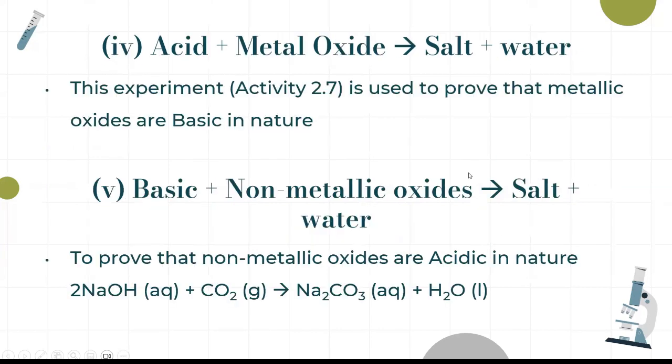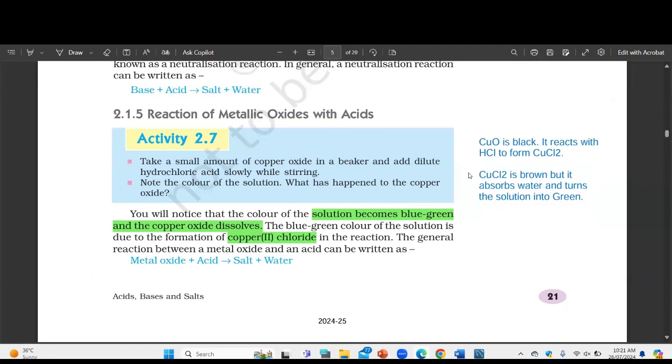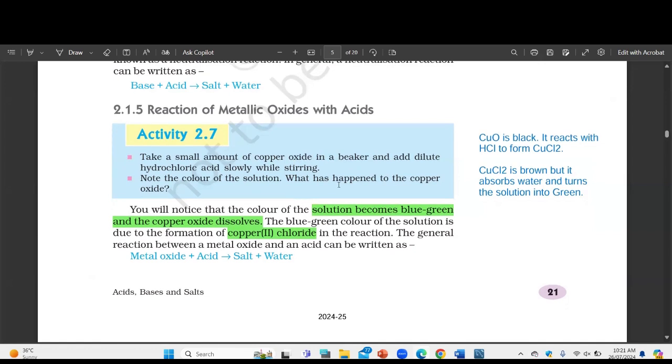The next reaction that we're going to look at is acid plus metal oxide. For this, we are performing this experiment in which we're taking a small amount of copper oxide in a beaker. Copper oxide is a metal oxide, and we're adding dilute hydrochloric acid and slowly stirring it. So what happens to the color of the solution? The observation here is that initially the copper oxide is black, and once it reacts with HCl, it turns blue-green in color.